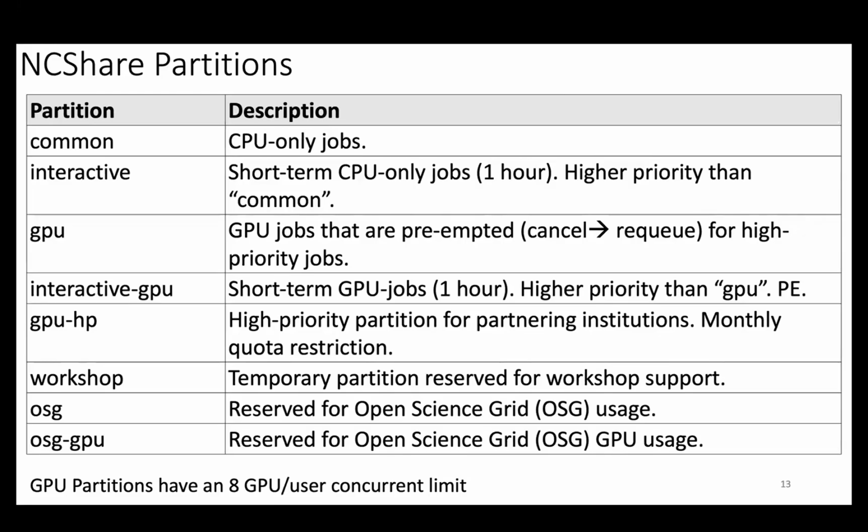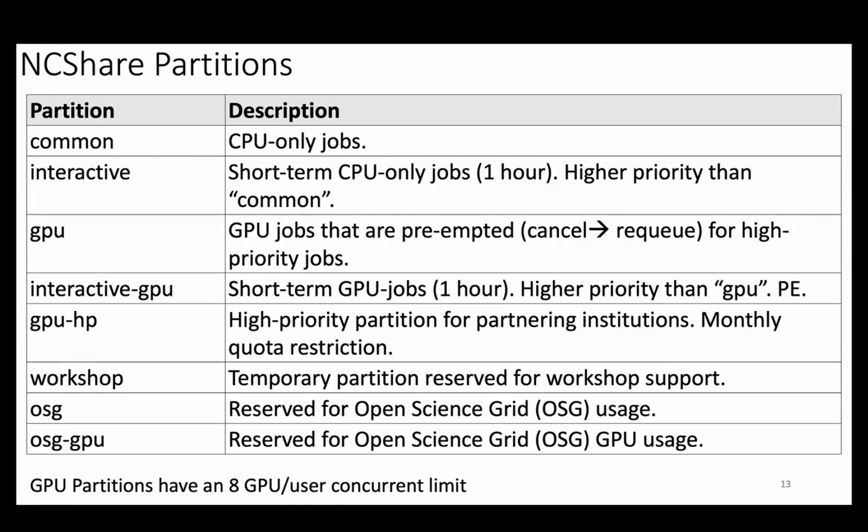And then there's the GPU high partition, GPU HP, or the high priority partition. You guys are lucky because you're a partner institution, so you have high priority access to the NC Share H200 GPUs. There's a monthly quota for each of the high priority institutional quota accounts. Once you exhaust that, you can go back to using the regular general access GPU partition.